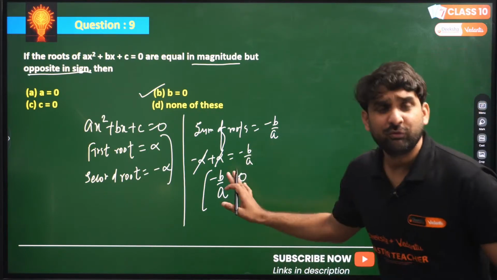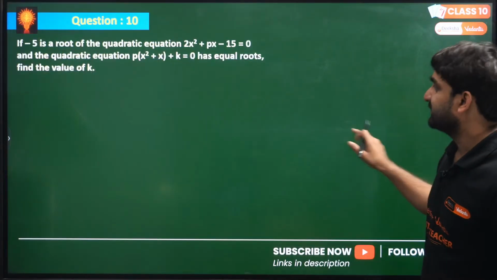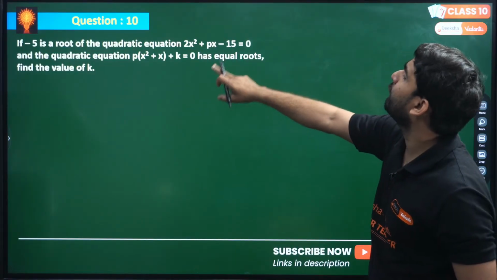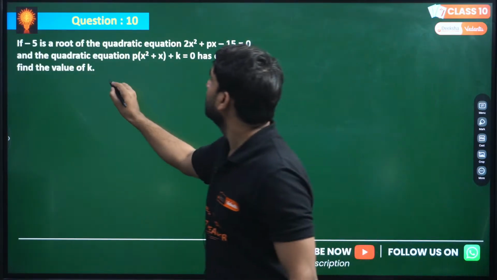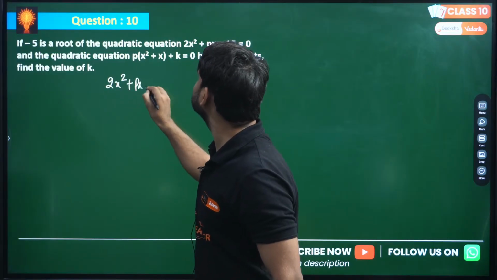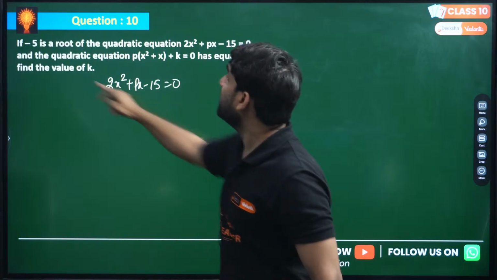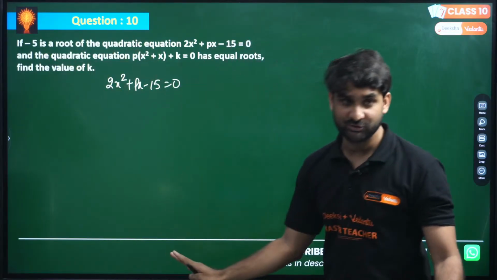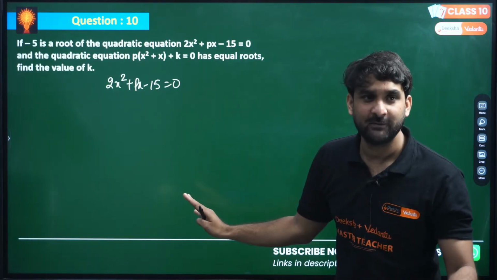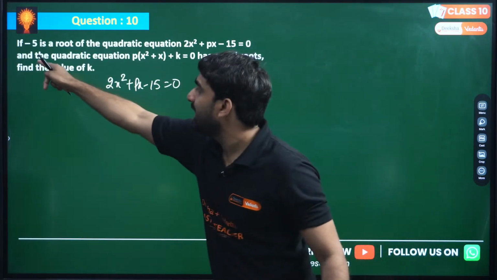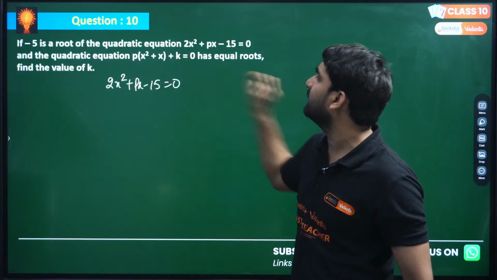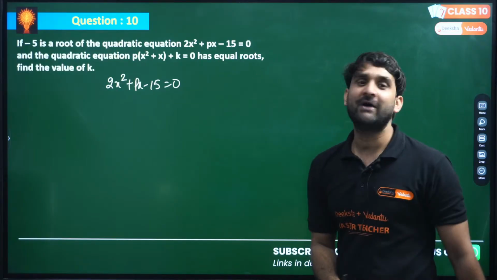This is a very easy question but a conceptual question. Such questions come in the board exam. Now look at the question. If minus 5 is a root of the quadratic equation 2x square plus px minus 15 equals 0, then minus 5 will satisfy it. Let's read the question first. And the quadratic equation p(x square plus x) plus k equals 0 has equal roots. Find the value of k.